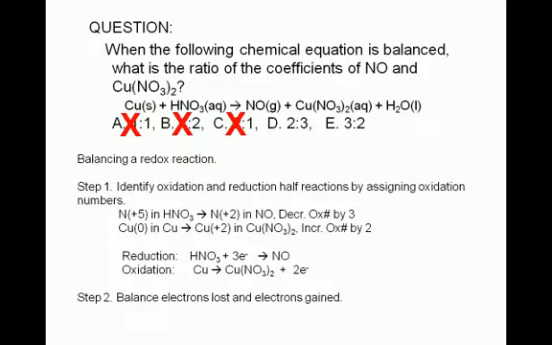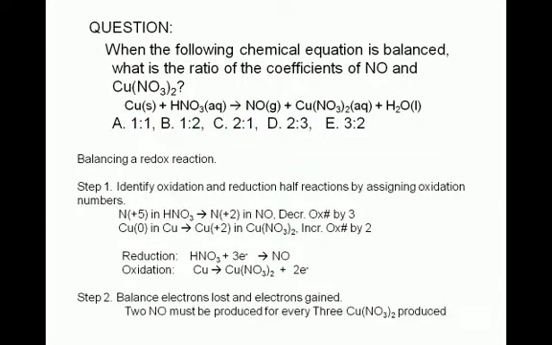Let's look at choice D. 2 NO molecules formed times 3 electrons for every NO. That's 6 electrons gained. 3 copper nitrates formed times 2 electrons for every copper nitrate. That's 6 electrons lost. Therefore, electrons gained equals electrons lost. Choice D is the correct answer. You can verify for yourself that choice E is wrong.